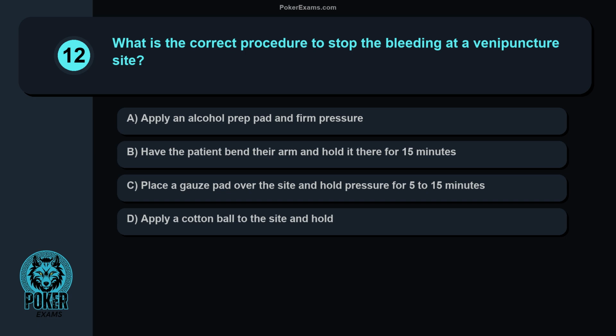Question 12. What is the correct procedure to stop the bleeding at a venipuncture site? Apply an alcohol prep pad and firm pressure. Have the patient bend their arm and hold it there for 15 minutes. Place a gauze pad over the site and hold pressure for 5 to 15 minutes. Apply a cotton ball to the site and hold.